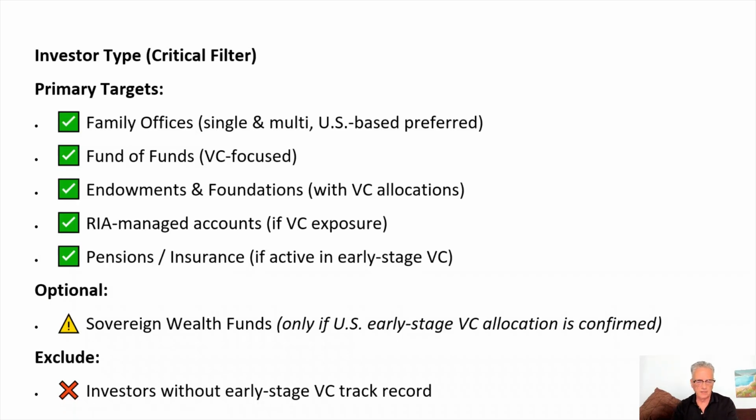So the investor type, so we're looking at family offices and basically funds of funds, endowments and foundations, RIA managed accounts, pensions. Sovereign wealth funds, only if they're in the U.S., but really they're a tricky one because the ticket size that they tend to look at is the tens of millions, hundreds of millions, and my sense is that this particular raise is going to be smaller, and we're going to exclude investors without early stage venture capital track record.